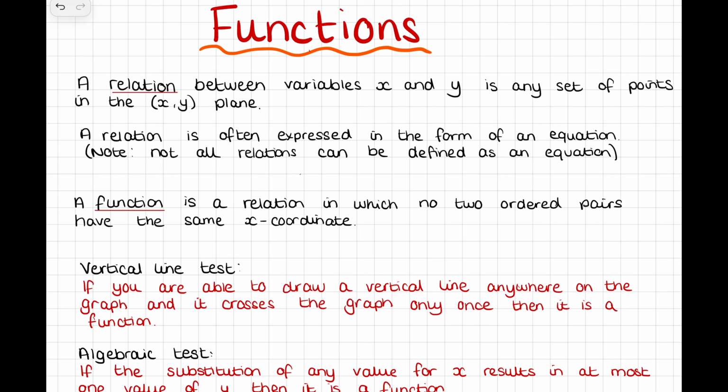To test this, we can do a vertical line test. If you're able to draw a vertical line anywhere on the graph and it crosses the graph only once, then it is a function. So that's a really quick way to know if it's a function or not. We can also have the algebraic test. If the substitution of any value for x results in at most one value of y, then it is a function. So each x value can only have one y solution.